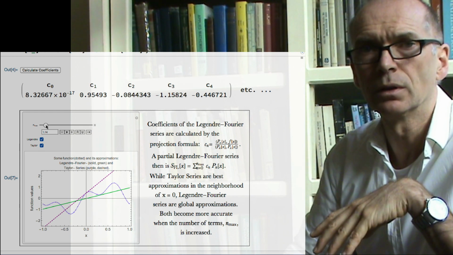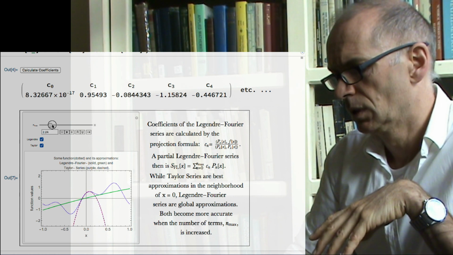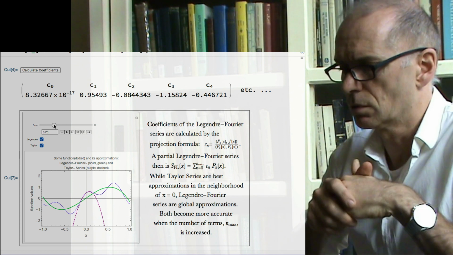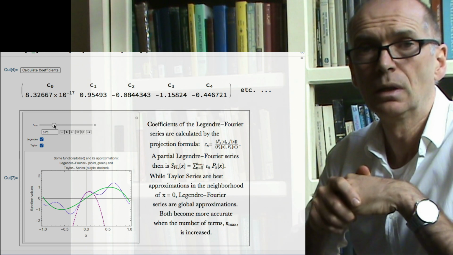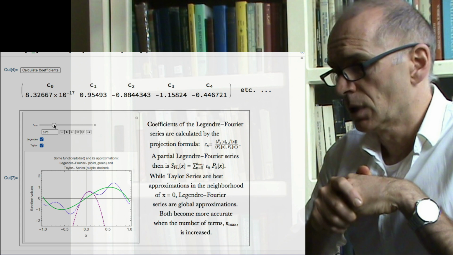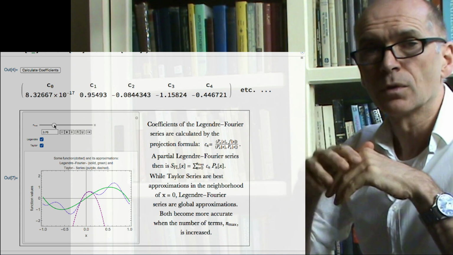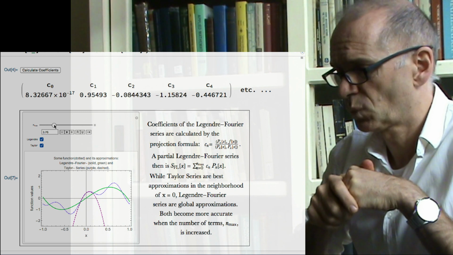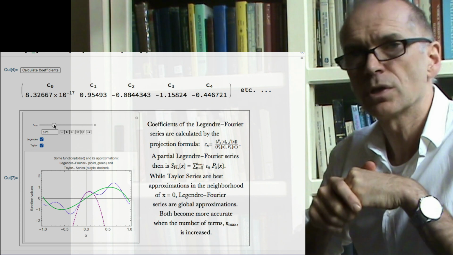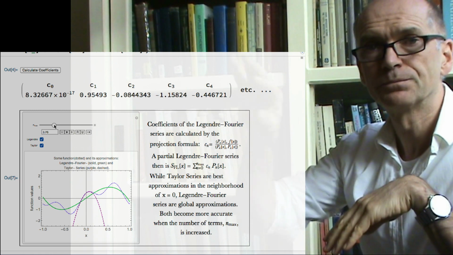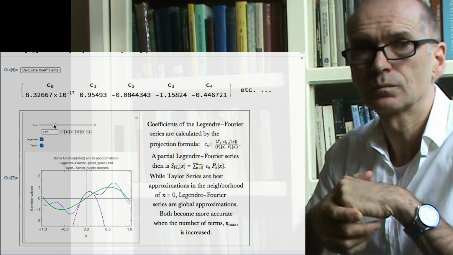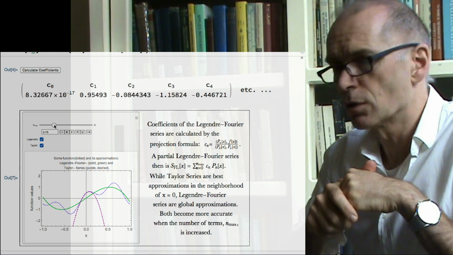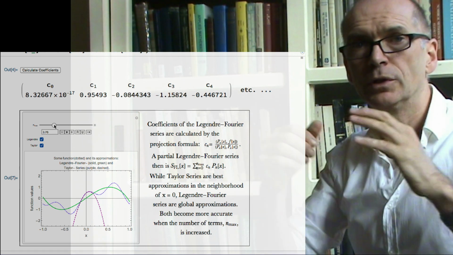And that idea becomes more and more clear if you take some more terms. So this is a nice example. The Taylor series, the purple dashed one, is kind of a parabola that follows the function at x is 0. The Legendre series is kind of an overall trend. So it tends to converge over the full interval as a whole.